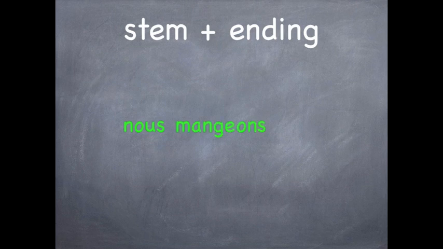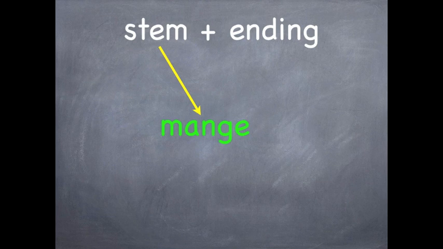Nous mangeons. And then knock off the ons, leaving the stem mange, M-A-N-G-E. This method works for both regular and irregular verbs, with just one exception, and that's être, to be, which has its own special stem.